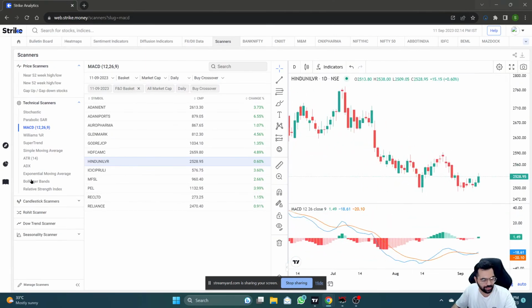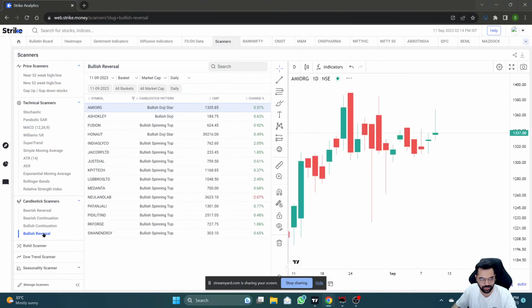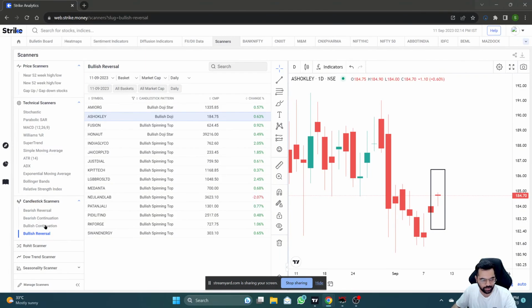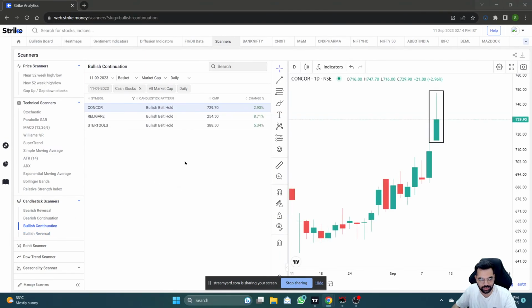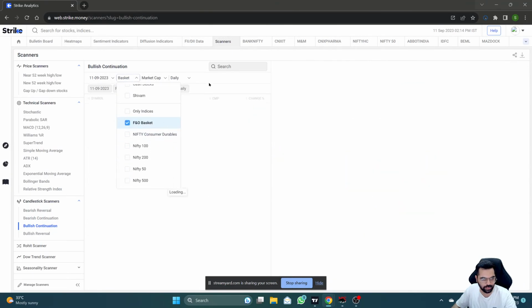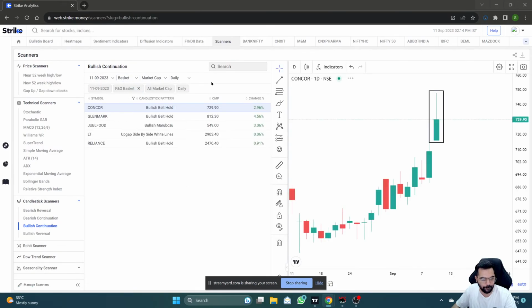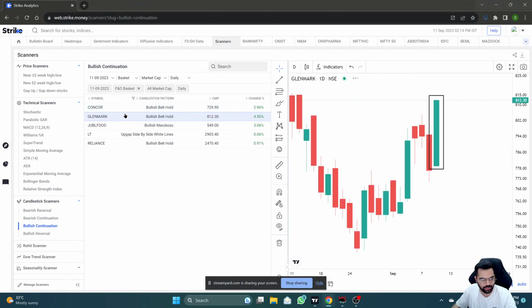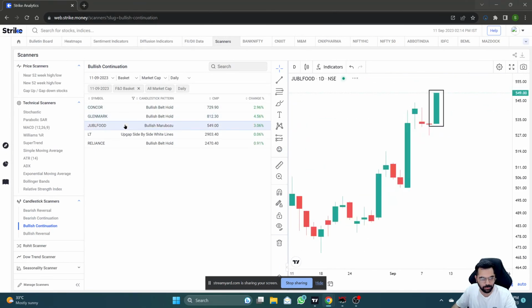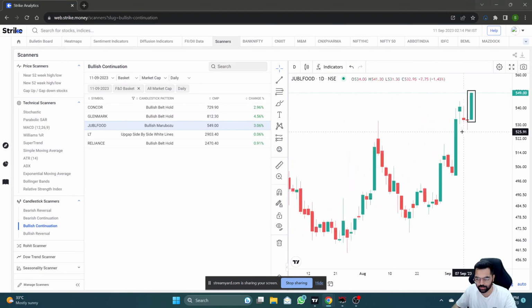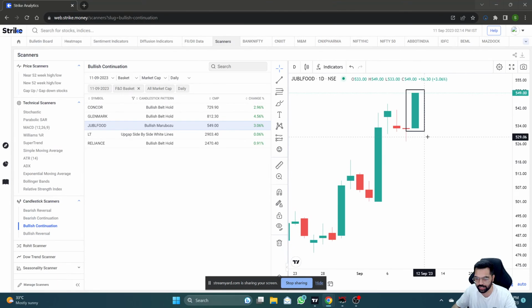So these are, I've showed you many ways to scan stocks based on which scan you would like to use. And for people interested in candlesticks, there are candlestick scanners as well. So if I am to see any reversal patterns forming today, then I can see the bullish reversal or bullish continuation patterns in the candlestick scans. So I've selected the wrong basket, just a moment. Yeah, so these are some bullish continuation patterns in the FNO basket today, mainly bullish Beltold and bullish Marubozu. So you can see the pattern is highlighted on the chart for you to view.